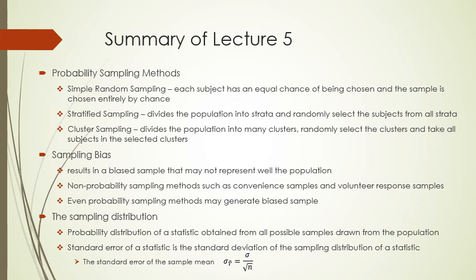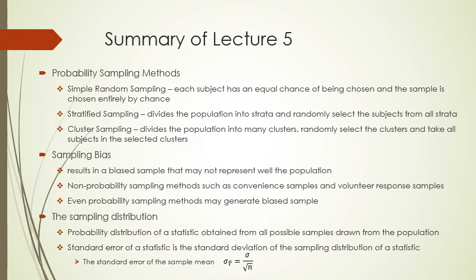The cluster sampling divides the population into many clusters. Randomly select the clusters and take all subjects in the selected clusters to form the sample. All clusters should be as homogeneous as possible. Sampling bias results in a biased sample that may not represent well the population. Non-probability sampling methods, such as convenience samples and volunteer response samples, are prone to generate biased samples.